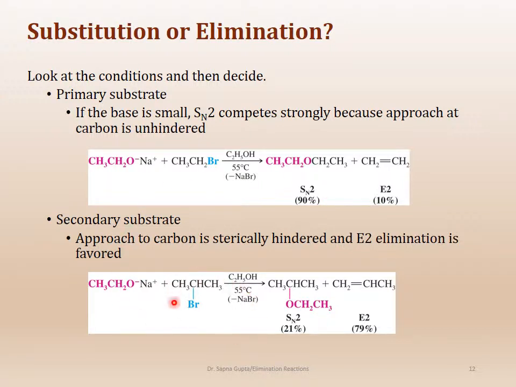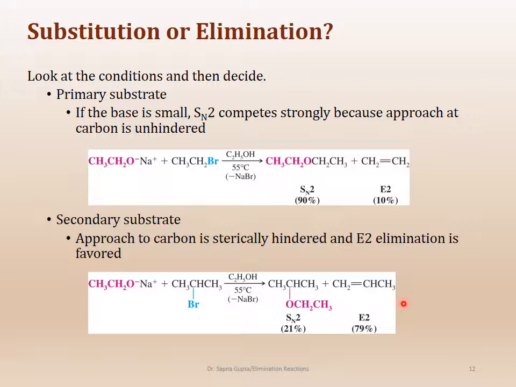If you have a secondary substrate, the same kind of nucleophile or base, but now a secondary halide, in this case you're promoting more of E2, because this carbon is now not so accessible to this little bit bigger nucleophile, and so it would prefer to go to the hydrogen. So it will pick up the beta hydrogen, and your primary product then will be an elimination reaction.